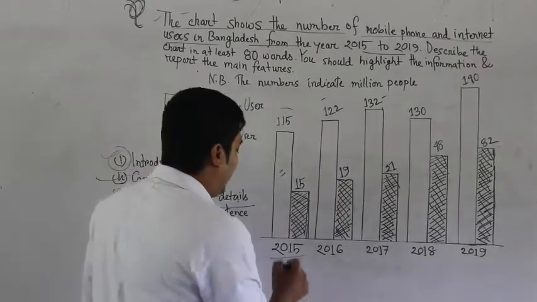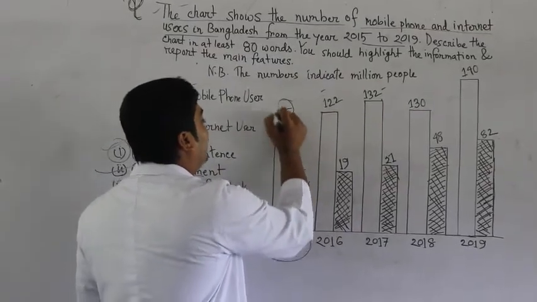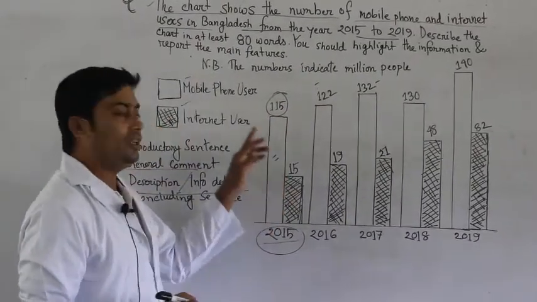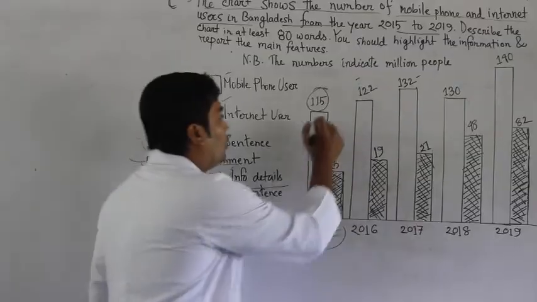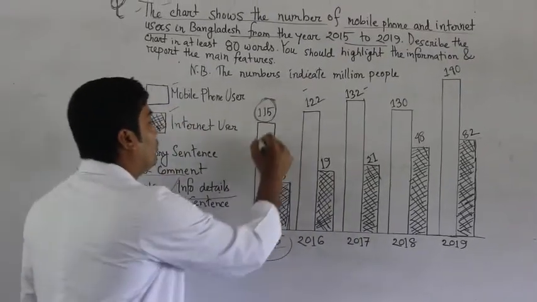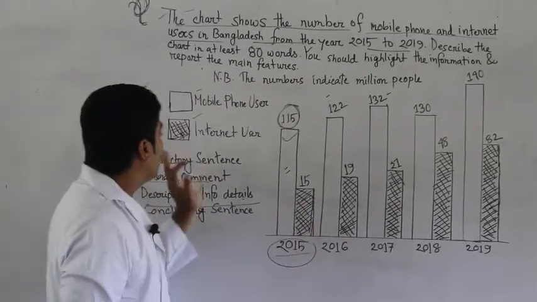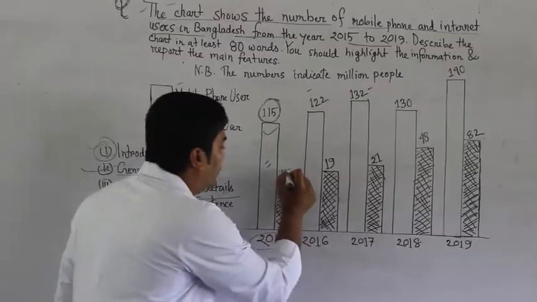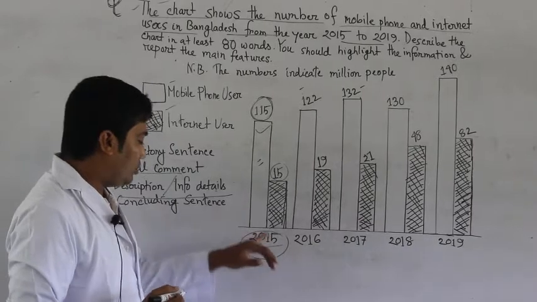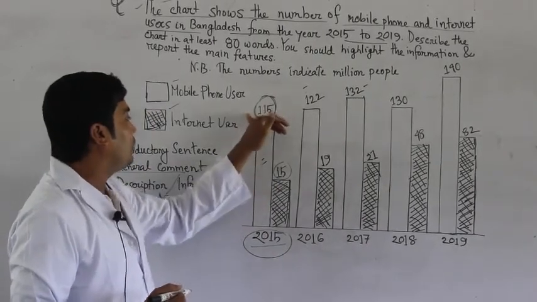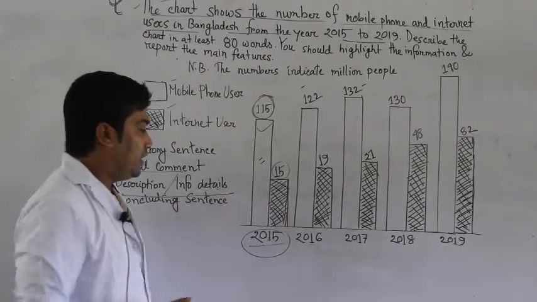Let's see the chart. In 2015, we see the white column rises high. 115 million people used mobile phones. Earlier we came to know that the white columns represent mobile phone users. But the marked column means internet users. So there are only 15 million people using the internet in 2015. So in 2015, 115 million people used mobile phones and 15 million people used the internet.